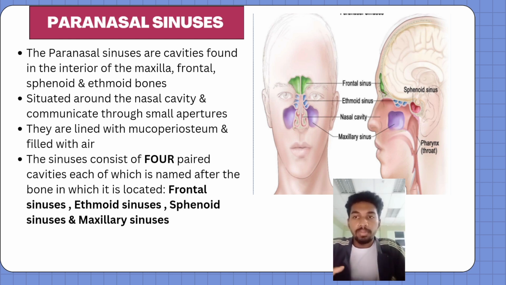The sinuses consist of four paired cavities, each of which is named after the bone in which it is located. So, for example, the frontal sinuses, ethmoid sinuses, sphenoid sinuses, and maxillary sinuses. It is simple. If you want to memorize the four paired cavities, just think that the name is based on their location: frontal, ethmoid, sphenoid, and maxillary.